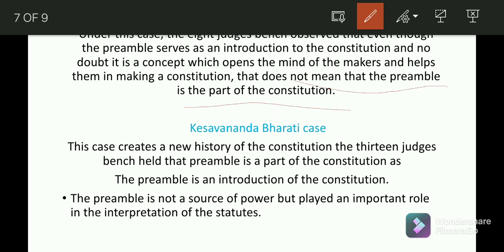Whereas in the Kesavananda Bharati case, the first point is that it was heard by a bench of 13 judges, and it was held that the preamble is a part of the constitution, the major change. The preamble is the introduction of the constitution, same as in Berubari, but here the preamble is not a source of power, yet it plays an important role in the interpretation of statutes.